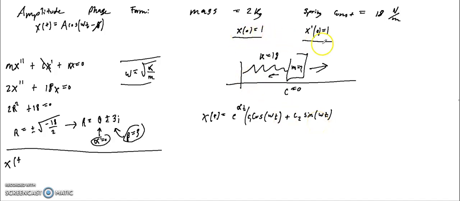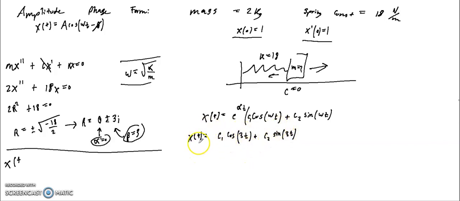And well, we have two initial conditions, but one is expressed in the derivative, so we will need to find the derivative. But first, let's just plug in our constants. So x of t equals e to the 0t, and well, e to the 0 is just 1, so we can just completely disregard that. So our equation actually simplifies a lot to just c1 cosine of 3t plus c2 sine of 3t.